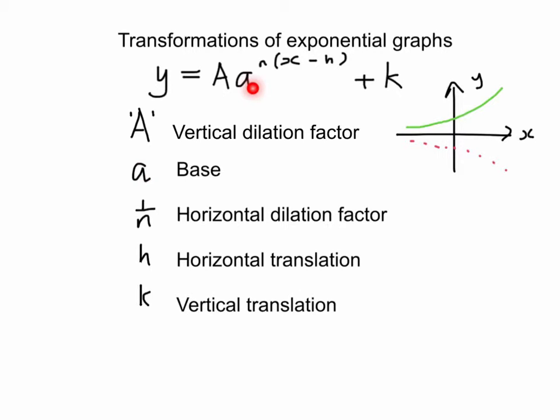Little a is just the base, and 1 on n is the horizontal dilation factor, which is basically the squashing in the horizontal direction. The main thing to remember is if n is negative, then it means it's a reflection about the y-axis. So if we have a basic graph here, and we had a positive n value, like this, then the negative n value would have the reflection about this line, which would be that shape there. h is still the horizontal translation, and again that's a minus h, which gives you a shift that way to the positive x direction. And k is the vertical translation, and it's the same sign, so it would be in the positive y direction.